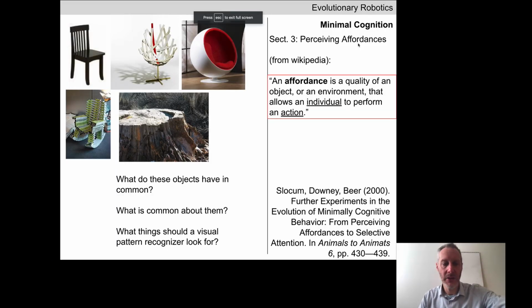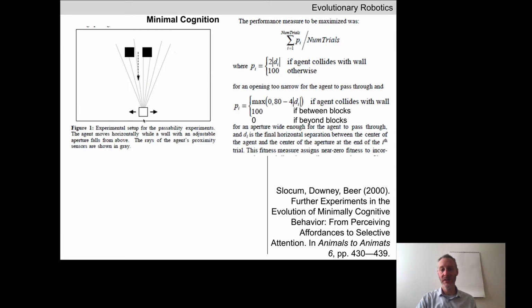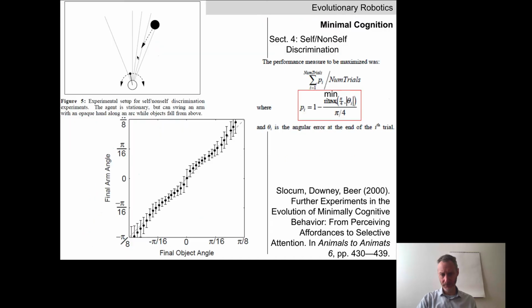So just a reminder, we're going to now evolve very simple robots, but we're still evolving CTRNNs. We're evolving the taus, the weights, the gains, and the biases to produce in 4 different experiments, 4 different building blocks of intelligence. We looked at perceiving affordances. A robot evolves the ability to detect whether a pair of blocks is passable or not.